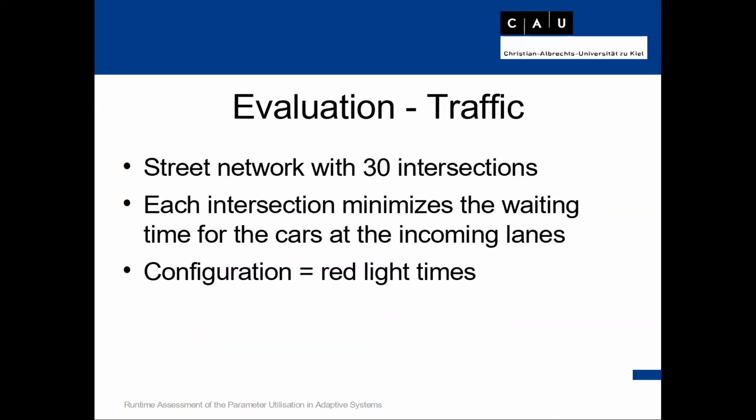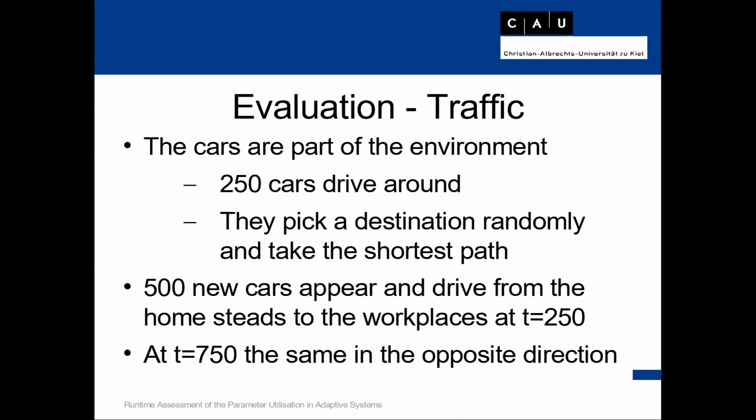Then we have a second evaluation of the traffic simulation. The traffic simulation consists of a street network with 30 intersections. Each intersection minimizes the waiting time for the cars at the incoming lanes. And the configuration which we are looking at are the red light times. There are, of course, cars in the simulation, which are part of the environment, not part of the system. There are 250 cars driving around randomly. They pick a destination and then drive the fastest way towards it. And when they arrive at their destination, they choose a new one.